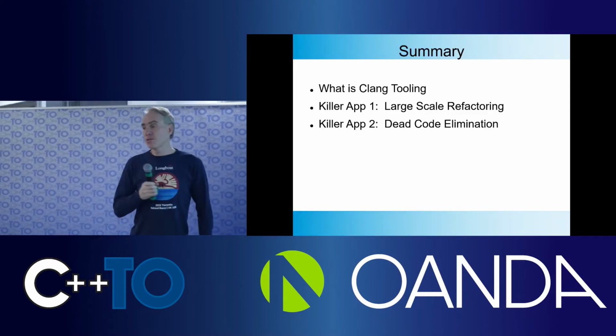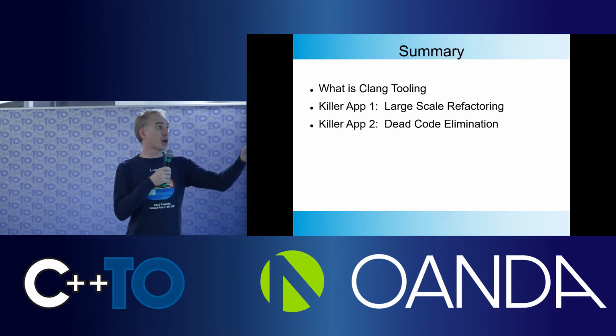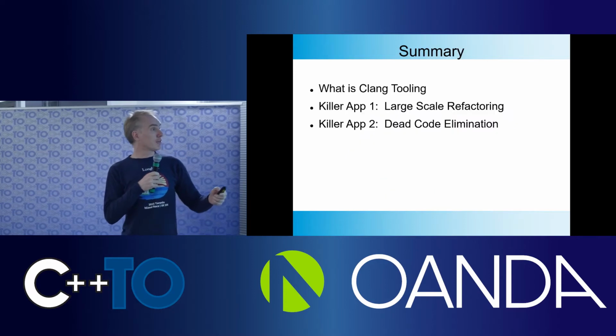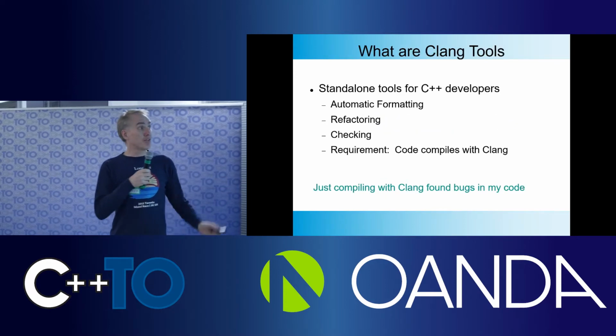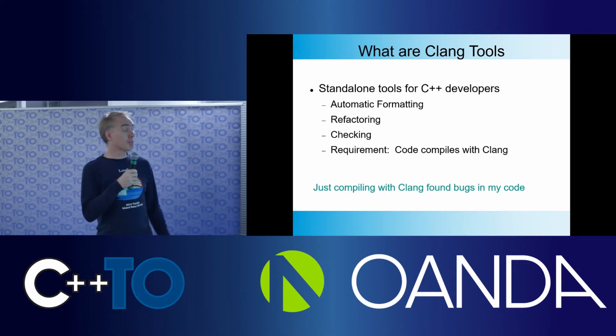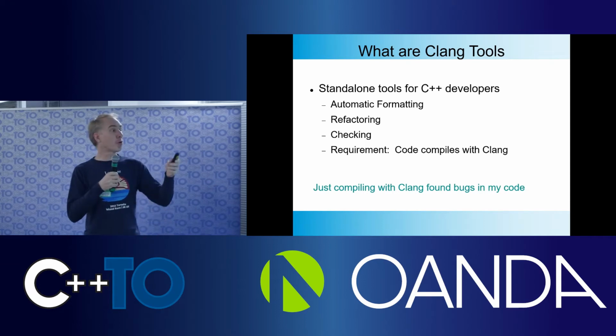Okay, so I'm going to talk briefly about what Clang tooling is, and then two applications, large-scale refactoring and dead code elimination. Basically, Clang tooling is a set of standalone tools for C++ developers. The three kinds of applications I see used are automatic formatting, refactoring, and code checking.